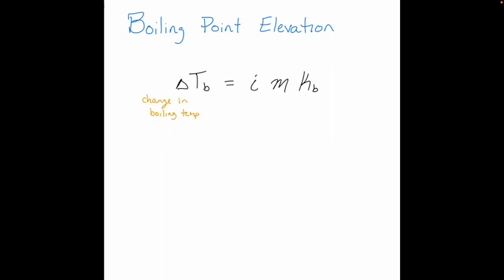This i is what's called the Van't Hoff factor. All right, and we'll talk a little bit about this here in a second, but for our first few examples here, we're going to be using covalent compounds where i is simply 1.